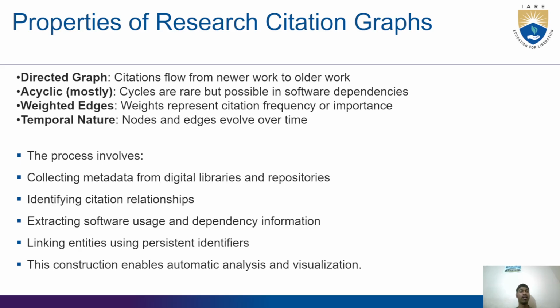The process involved in research citation graphs is we collect metadata from digital libraries and we identify the relations between citations, extract software usage, and link entities using persistent identifiers. And this construction enables automatic analysis and visualization.